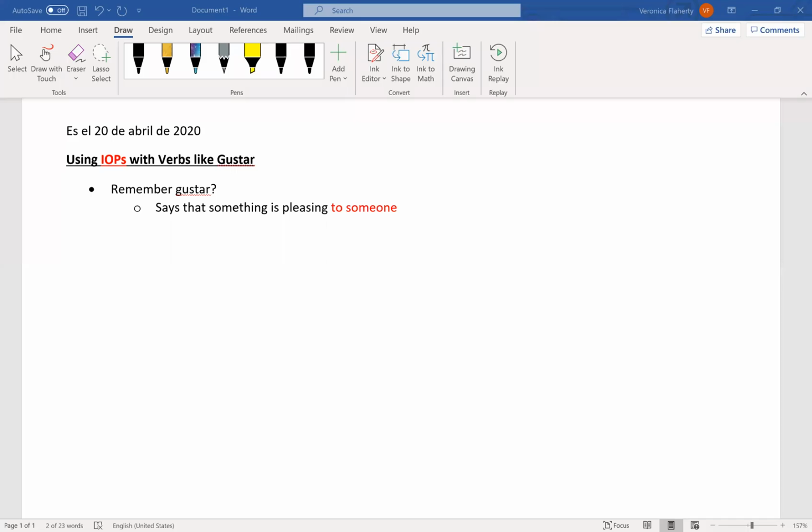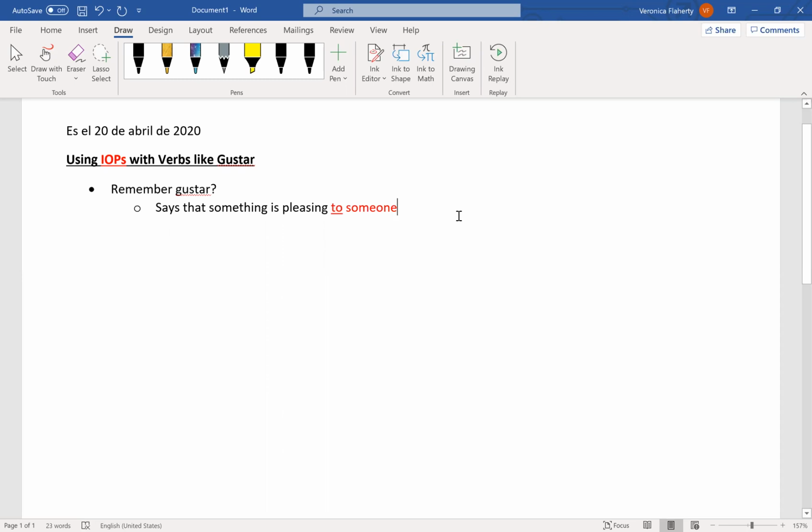When we say that something is pleasing to someone, the someone is always represented by an indirect object pronoun. And that makes sense because we can see the word to. That word to indicates that the action's going towards somebody else.